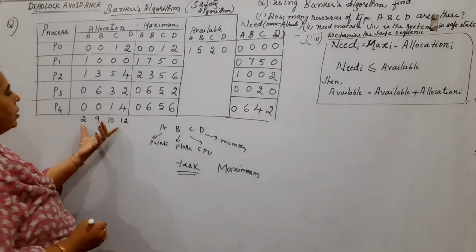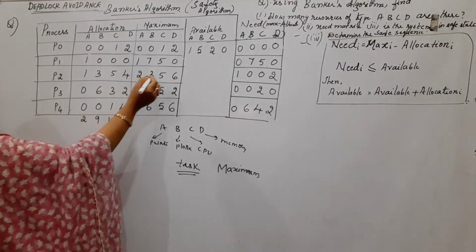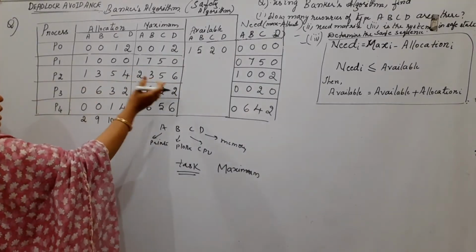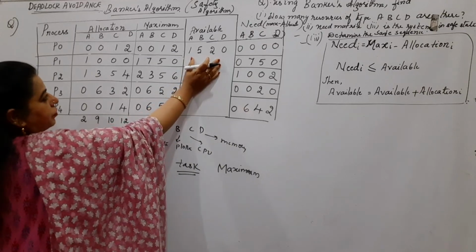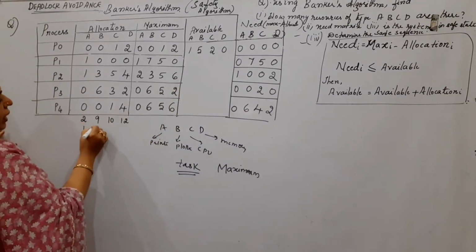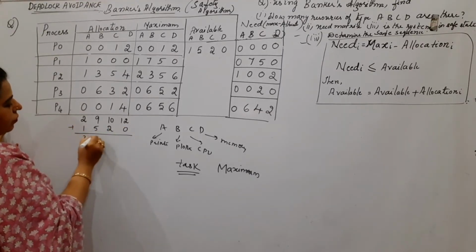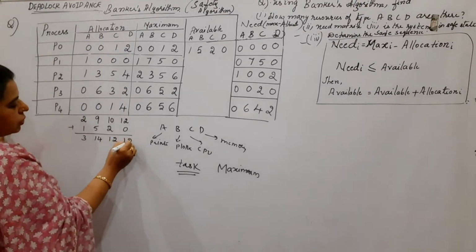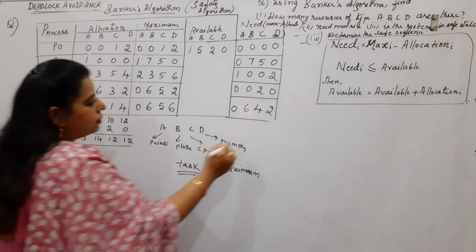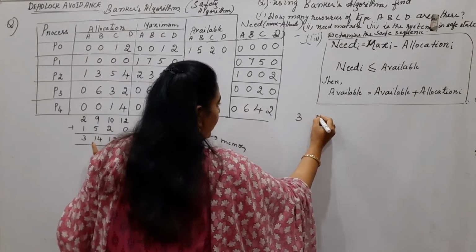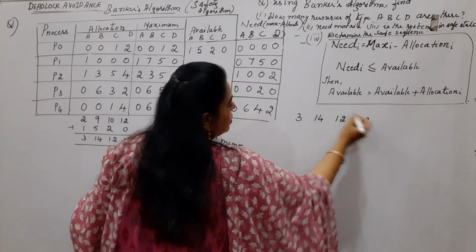Okay, this is what you get after you add up the columns of the allocation matrix. Now available in the system, that means after assigning these many instances to different processes, the system is still left with 1520. Suppose we add 1520 with the allocation, then you will get 3, 14, 12, 12. So we can say that totally in the system there are 3 instances of A, 14 instances of B, 12 instances of C, and 12 instances of D.